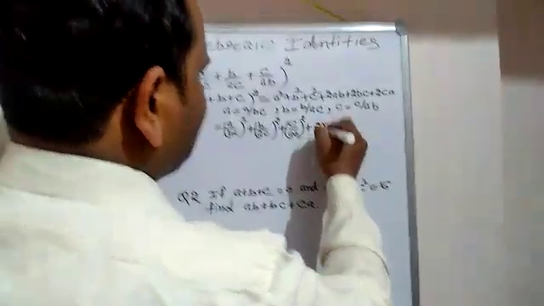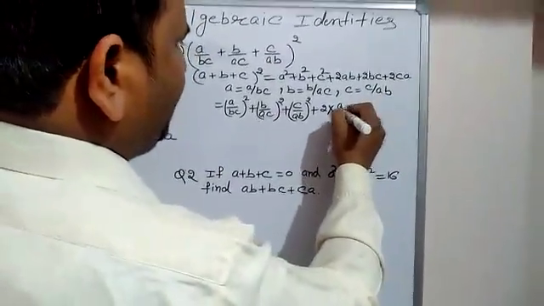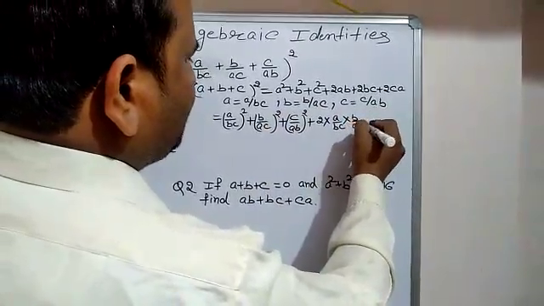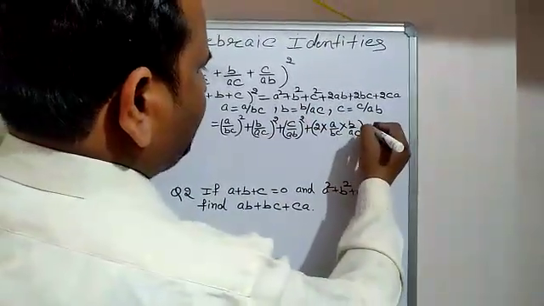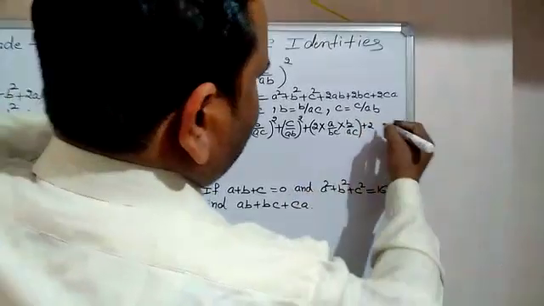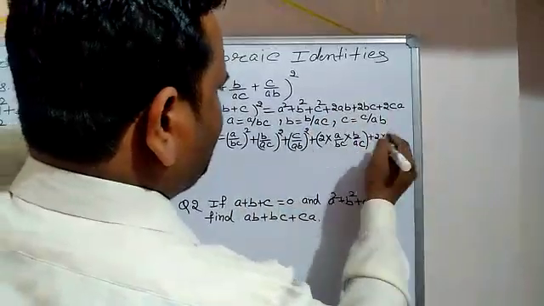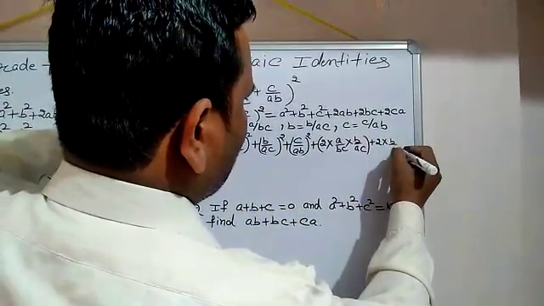2ab. What is a value? A value is a upon bc. What is b value? B value is b upon ac. Keep it in the bracket. Plus 2 into 2bc. B value is b upon ac.